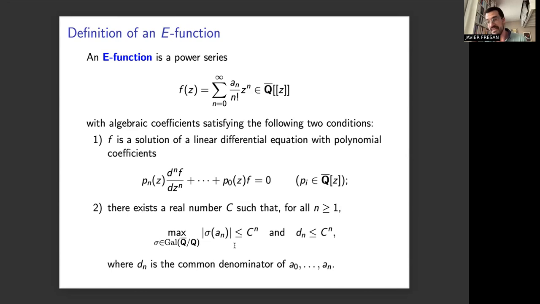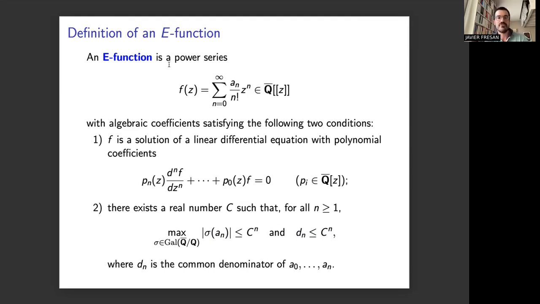But the coefficients are algebraic numbers on the one hand, and we want to do diophantine approximation on the other hand. So you need to do this in the right way, and the right way means that you must bound not only a_n, but also all the Galois conjugates of a_n. So you want the max of all Galois conjugates of a_n to be at most C to the n. And then you also want the common denominator of a_0 up to a_n, the smallest integer such that when you multiply by it, you get algebraic integers, to be bounded by C to the n. And if these two conditions hold, then the power series is called an E function.